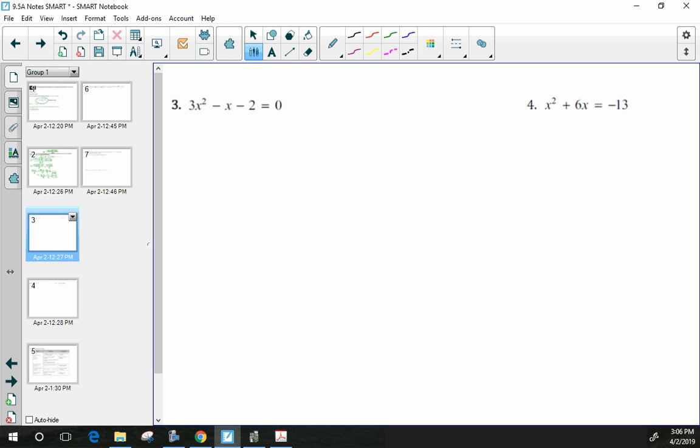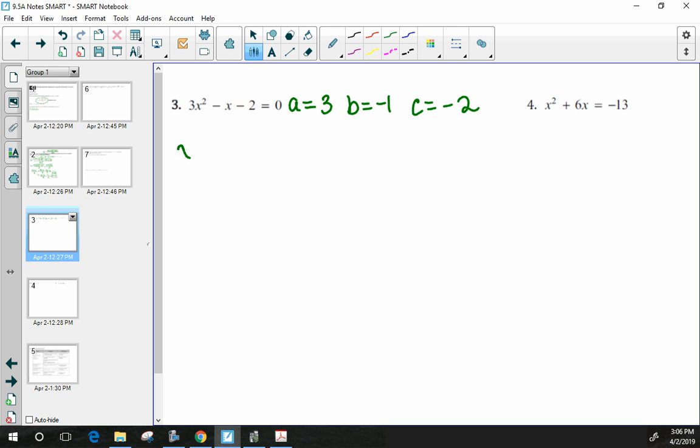Okay, so on number 3, if we take a look at that one, is it already equal to 0? Okay, all right, it's equal to 0. And let's identify what A, B, and C are. What's A here? 3. What's B? -1. And what is C? -2. All right, now let's plug those in.